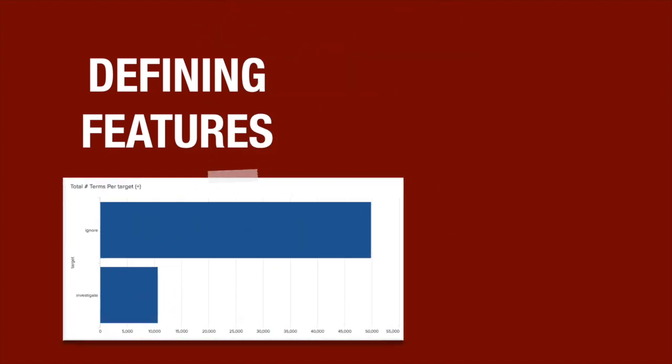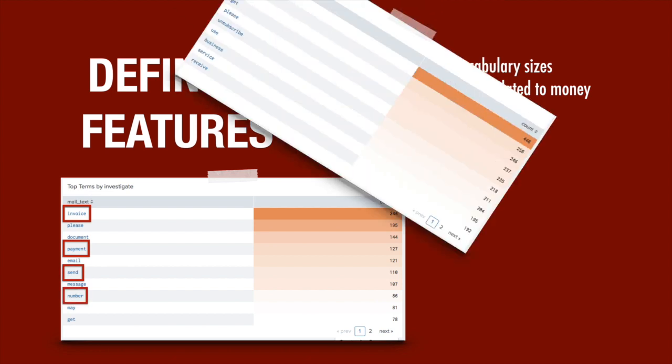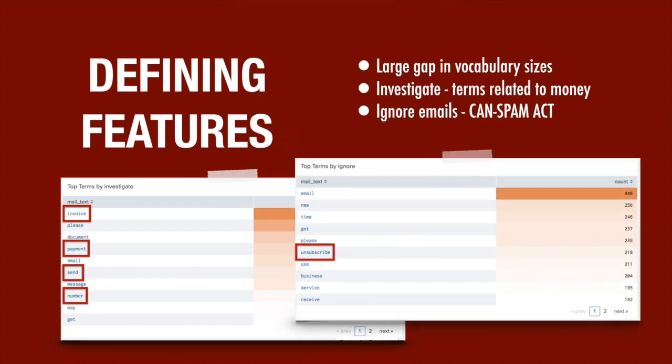Due to the large discrepancy in body length, it is not surprising to also find a big difference in vocabulary sizes between classes. Looking further into the top terms, we see that many of the investigate terms are aiming at stealing funds, while the ignore emails might be properly following the CAN Spam Act and allowing users to unsubscribe.